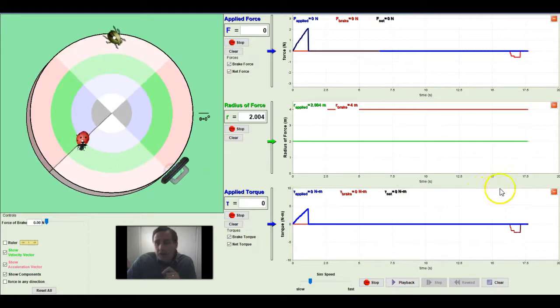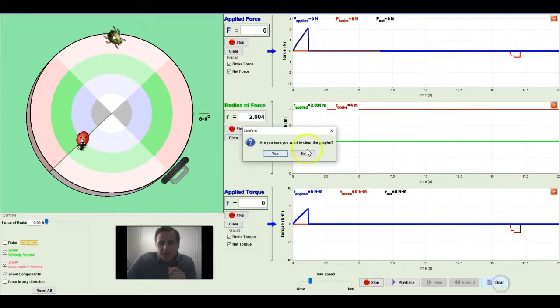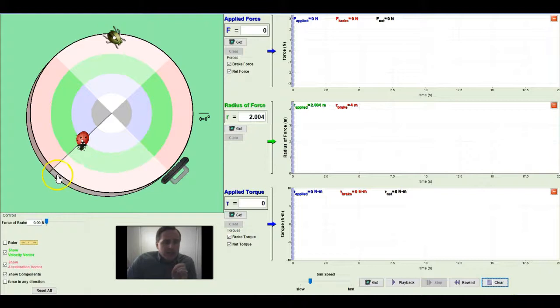Notice that the torque is a force at a certain radius, but the radius was much larger in this case, at the outer edge, namely 4 meters. Notice that we also saw a tangential acceleration in the opposite direction of the velocities. Okay, so let's clear these graphs and let's perform a slightly different experiment.